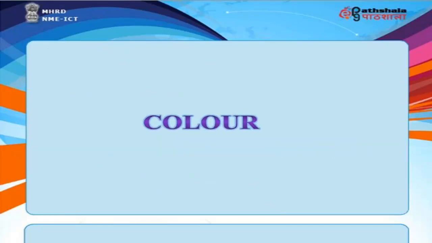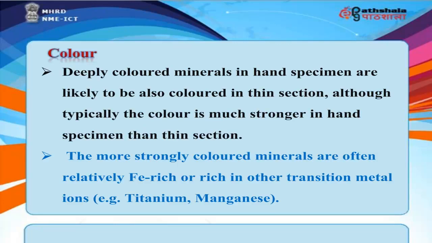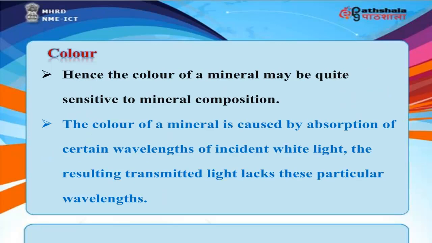Color. Deeply colored minerals in hand specimen are likely to be also colored in thin section, although typically the color is much stronger in hand specimen than in thin section. The more strongly colored minerals are often relatively iron-rich or rich in other transition metal ions, for example titanium and manganese. Hence, the color of a mineral may be quite sensitive to mineral composition.